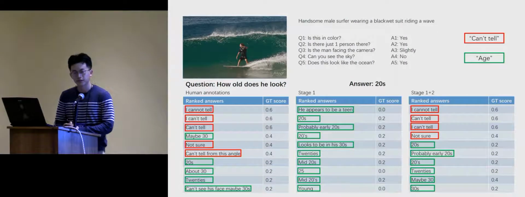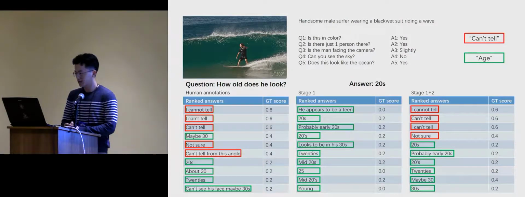And here's a very interesting and important example. The question is, how old does he look? The annotators have different ideas about the answer. Some annotators think that it is hard to answer these questions, but others are trying to estimate the man's age. Although the model trained with only sparse annotations achieves low NDCG, we cannot say that the model is not good, because it is just not smart enough to give the safe answers.